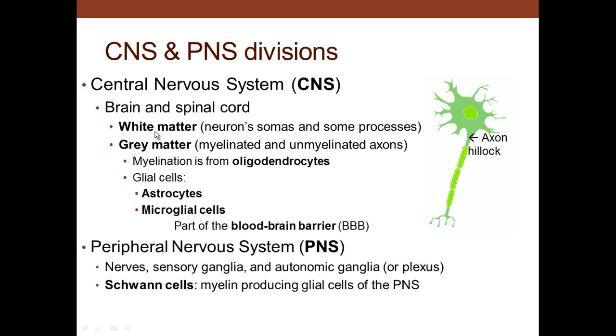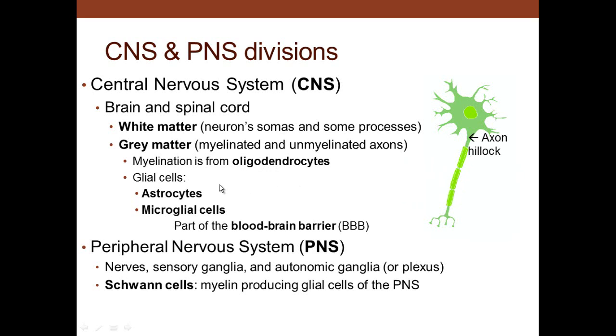In the brain, we have the white matter. The white matter is in the center, and that's where you have the somas, or the neuron cell bodies, located. And then you have the gray matter. Gray matter is on the outside of the brain, and it's where you have myelinated and unmyelinated axons. The myelination in the central nervous system is by the oligodendrocytes, as opposed to the Schwann cells in the peripheral nervous system. Oligodendrocytes are the cells that cause myelination, and here we see myelin around this axon.